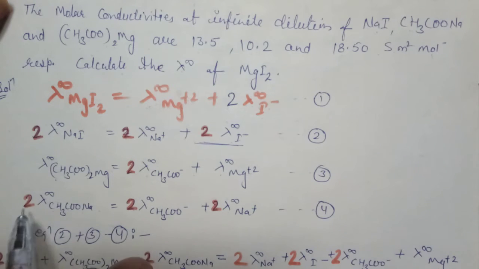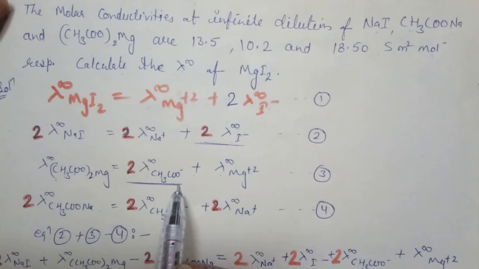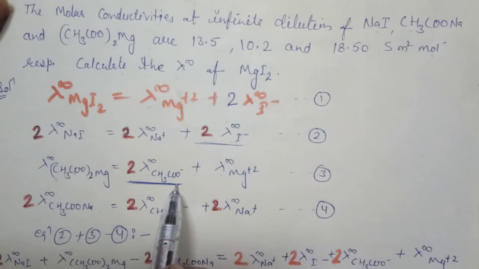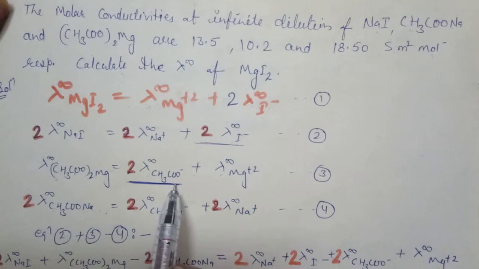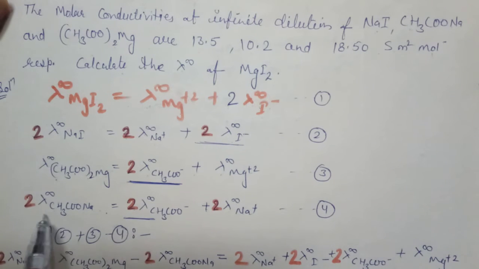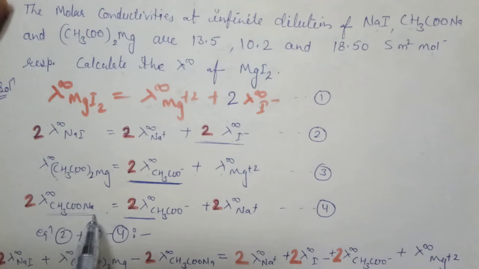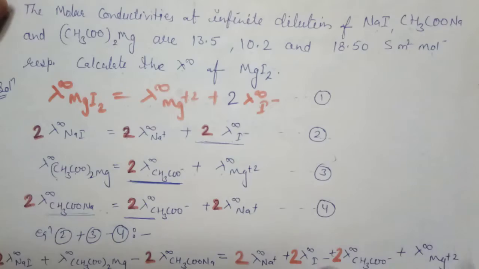Why do we have to multiply by 2 here also? Because here 2 lambda infinity acetate ions are obtained. These we have to remove by subtracting equation number 4. So two acetate ions are here, and we have two acetate ions from the sodium acetate. Okay, equation number 2 plus 3 minus 4.